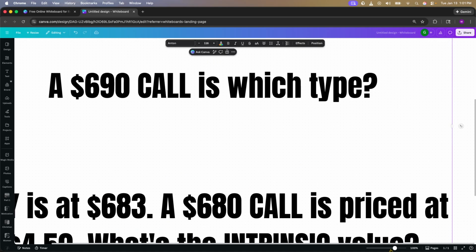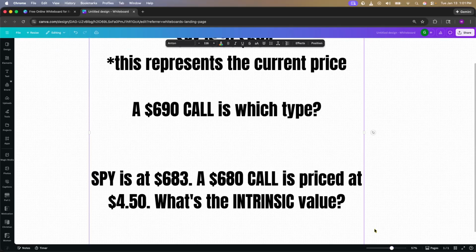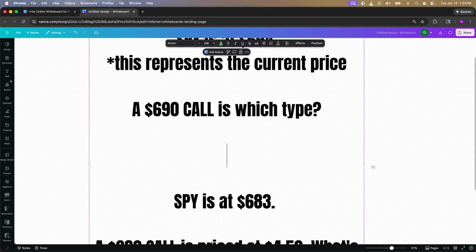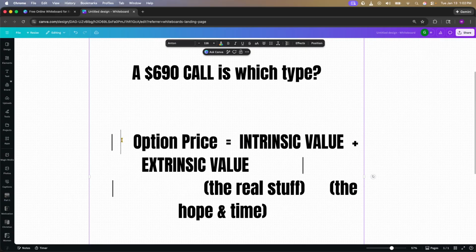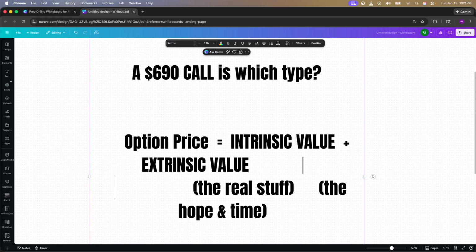I feel like that is just obnoxiously big. Let's come here. Let's go grab our equation so there's no confusion, so we can break this down. Right? So here's our equation. Our equation is saying the option price equals the intrinsic plus the extrinsic, right? All right, bet. So how do we calculate the intrinsic?